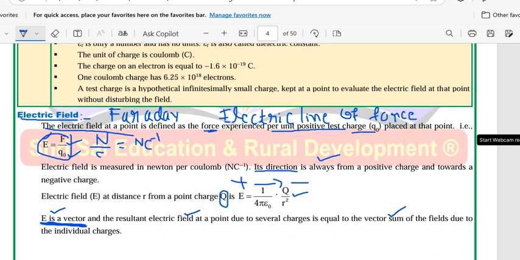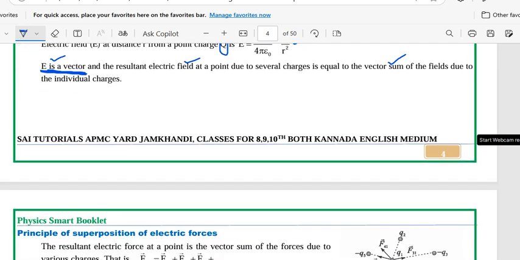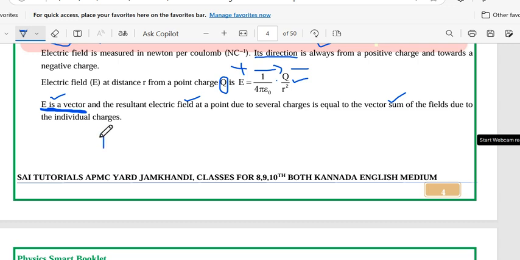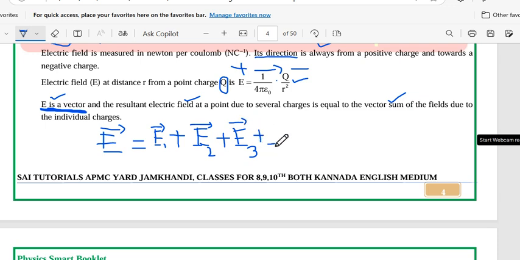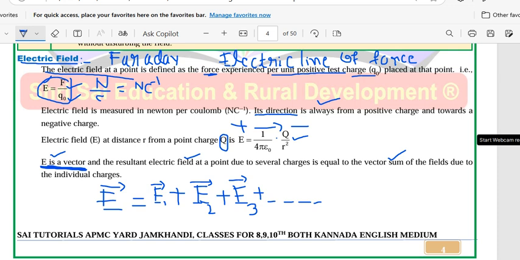See, by taking an example, let us consider an electric field in vector form whose sum is equal to E1, in vector form, plus E2. We need to add those electric fields in this manner. So this is all about electric field.